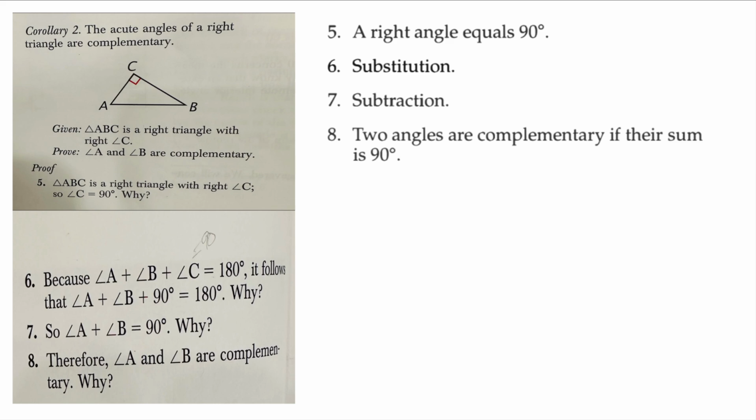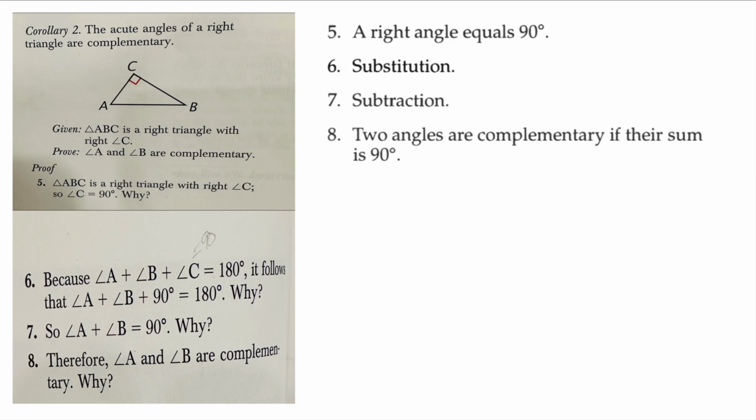Yes, we know this is true, right? And so therefore it follows that angle A plus B plus 90 equals 180 degrees. What did they substitute for angle C? 90 degrees are known, and so therefore we used substitution. And so angle A plus angle B equals 90 degrees.